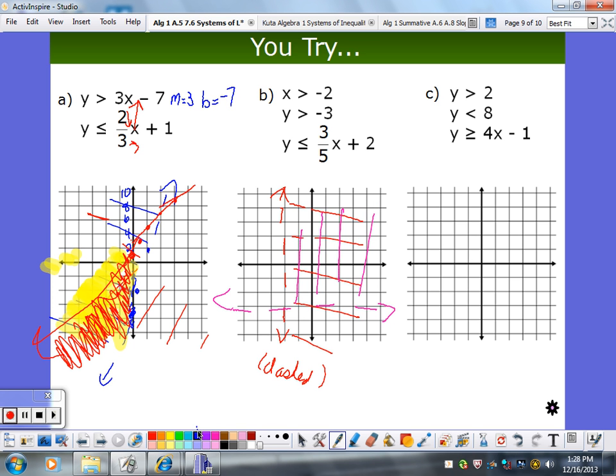And now I got to do this one this way. So let's see, y-intercept is 2. And the slope is up 3, right 5. 1, 2, 3, 1, 2, 3, 4, 5. Or down 3, left 5. That's going to be a solid line. And this one's a less than, right? Okay, so where is that?